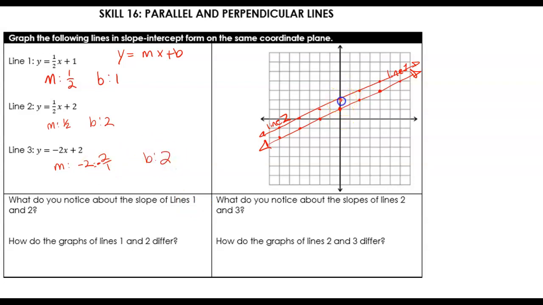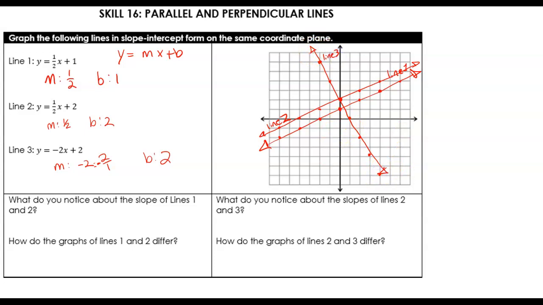So I'm going to go up 2 right here. And then this time I'm going to follow my directions that say go down 2, over 1, down 2, over 1, down 2, over 1, and so on. And I can go in the opposite direction by going up 2 and to the left 1. So here is line 3.